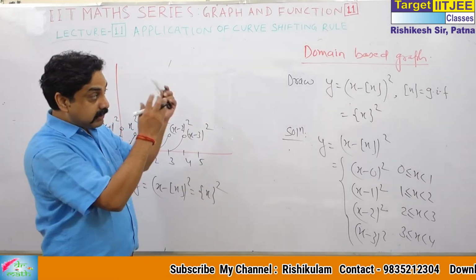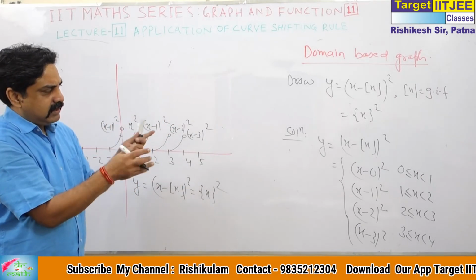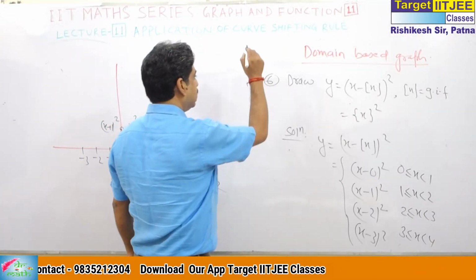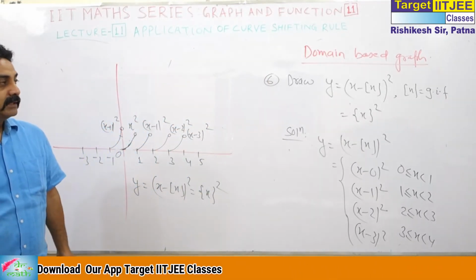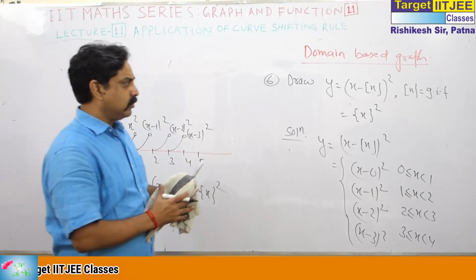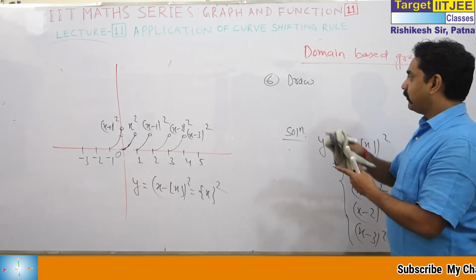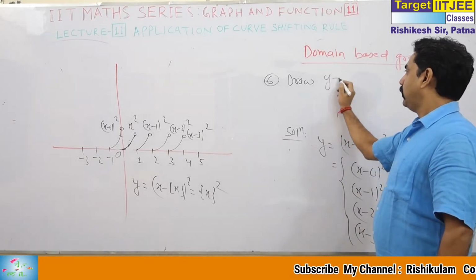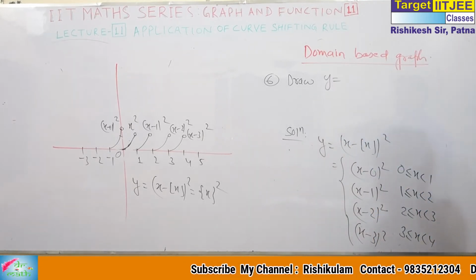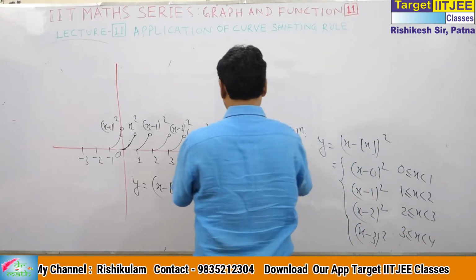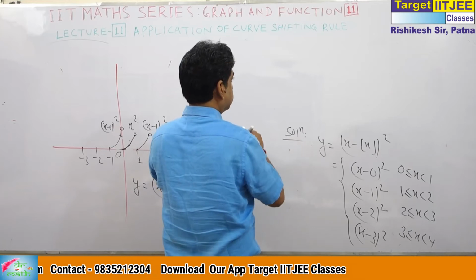What does that mean? You have to see. Oh yeah, this is an easy graph. We have to break the domain. We can do it. This was actually number 6. Let me come to one or two more domain based graphs. Now, suppose we have to draw y equals this time a domain based graph. Let me write below.